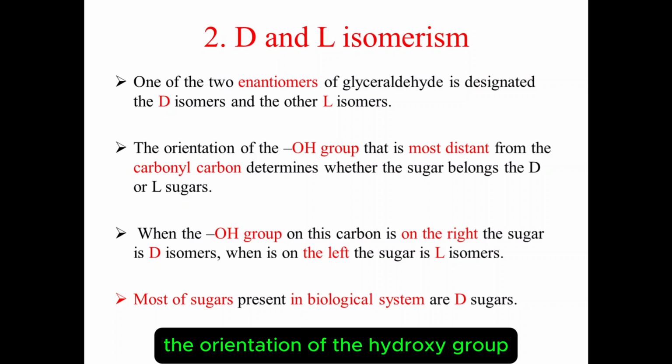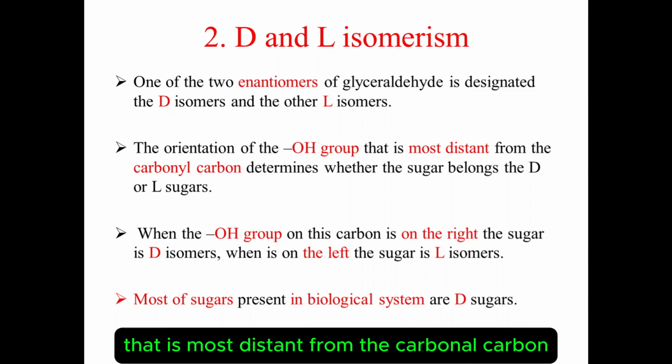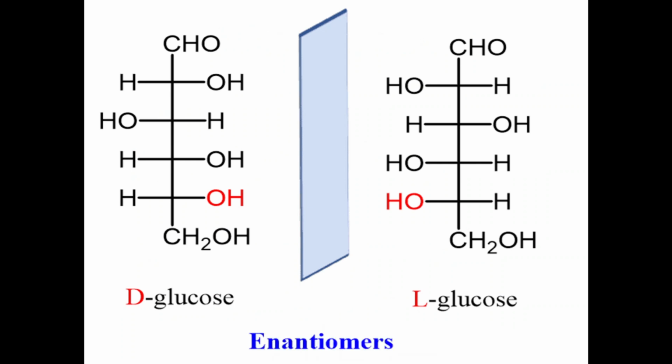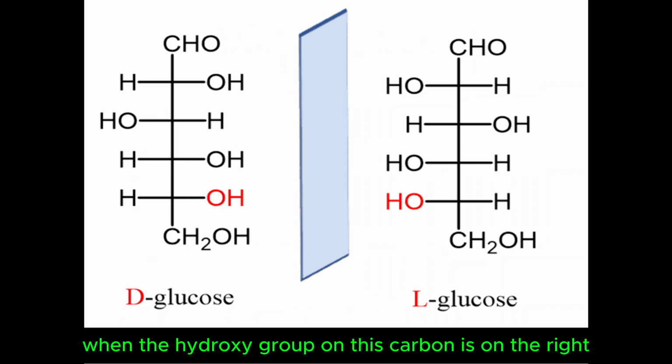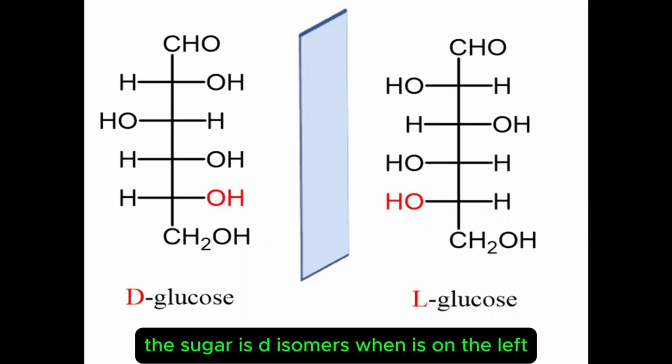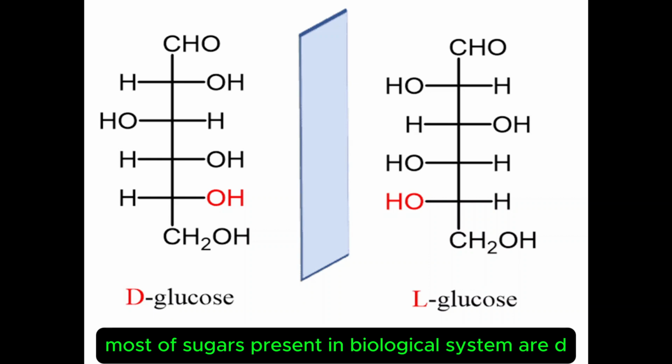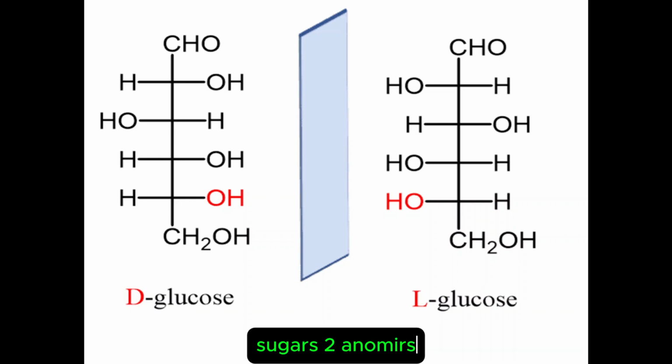The orientation of the hydroxy group that is most distant from the carbonyl carbon determines whether the sugar belongs to D or L sugars. When the hydroxy group on this carbon is on the right, the sugar is a D isomer. When it is on the left, the sugar is an L isomer. Most sugars present in biological systems are D sugars.